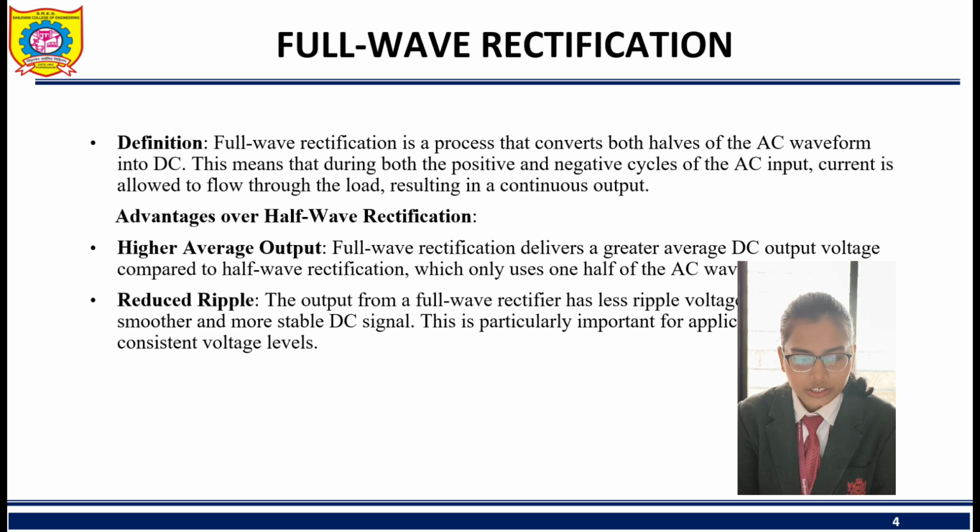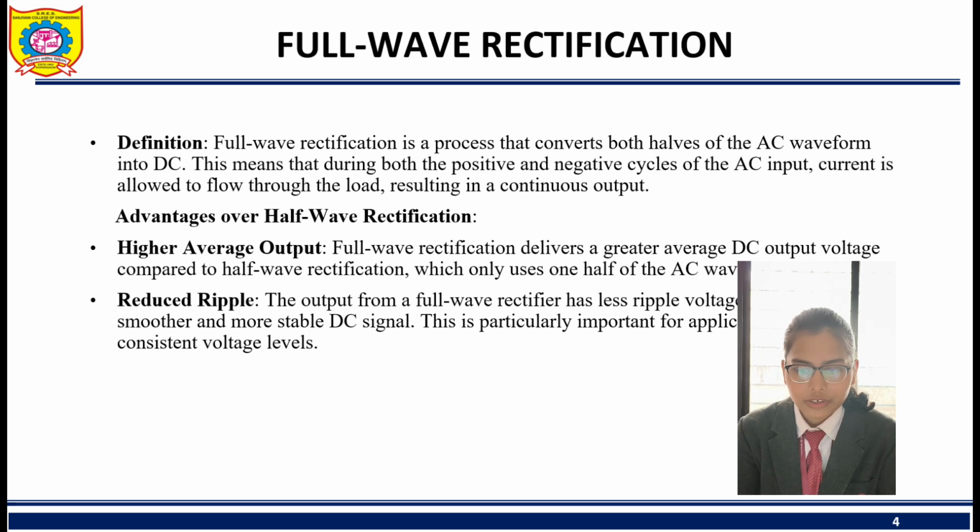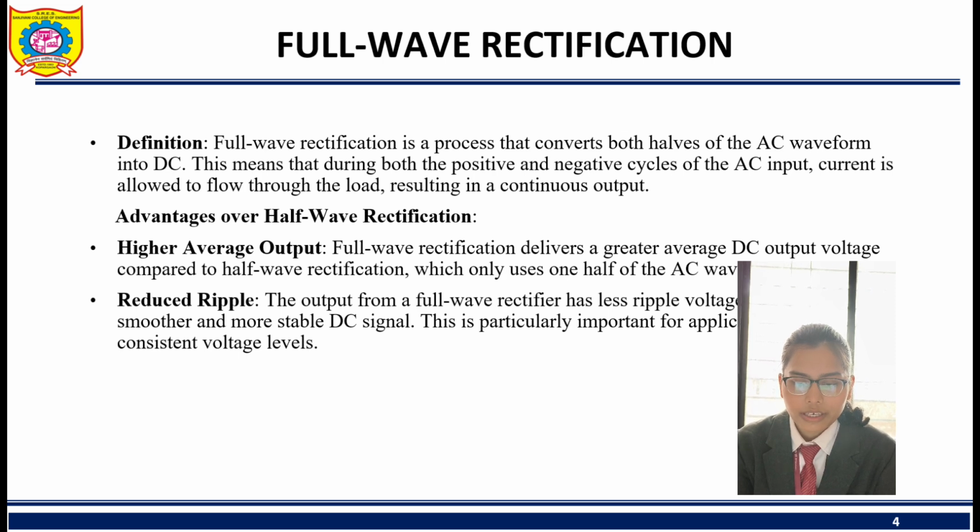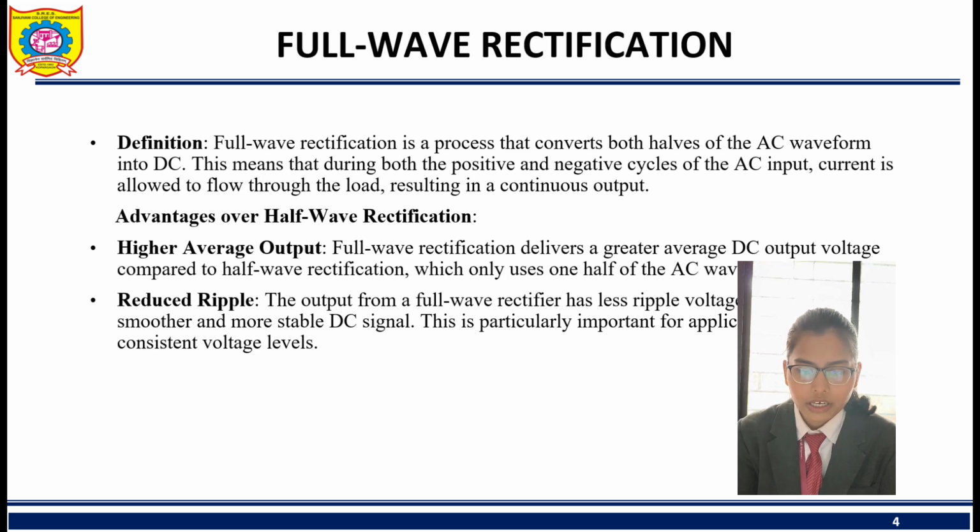Full wave rectification. So we must know what full wave rectification is. Full wave rectification is a process that converts both halves of the AC waveform into DC. This means that during both the positive and negative cycles of the AC input, current is allowed to flow through the load, resulting in a continuous output.